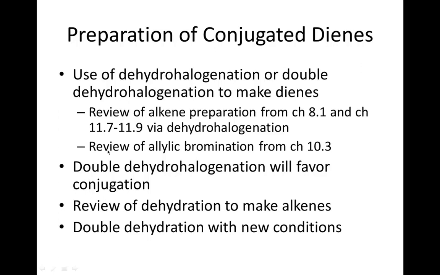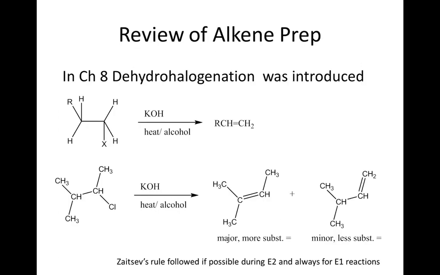And we'll also review allylic bromination from chapter 10 and talk about why, when we do double dehydrohalogenation, it's going to favor going into conjugation instead of making a triple bond, which goes back to chapter 9. It was kind of alluded to at that point. We'll also talk about dehydration. Again, that's a review, and using that as a double dehydration, we're going to have some new conditions. So all of this is stuff we've already had, except for the very last conditions that we're going to use for double dehydration.